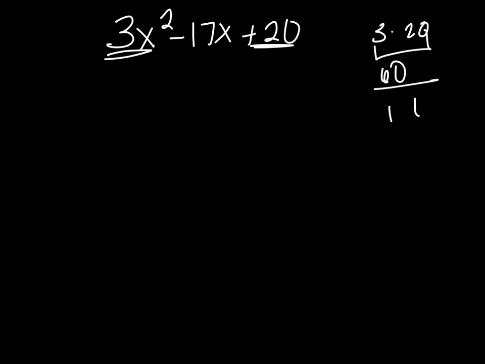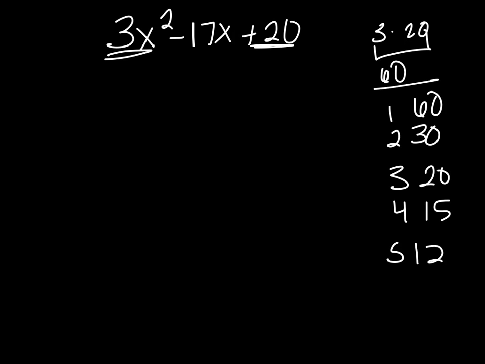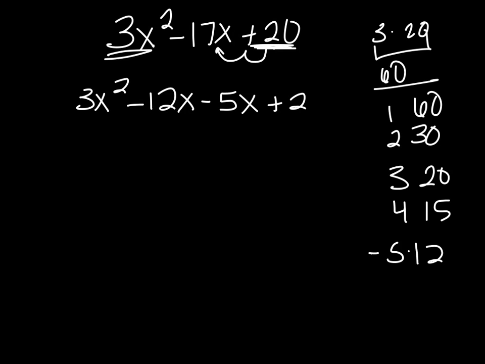Well, I have 1 and 60, 2 and 30, 3 and 20, 4 and 15, 5 and 12. And I always read this backwards. They have to multiply to give me 20, but add to give me a negative 17, so these have to be negative. So I'm going to write this 3x squared minus 12x minus 5x plus 20.